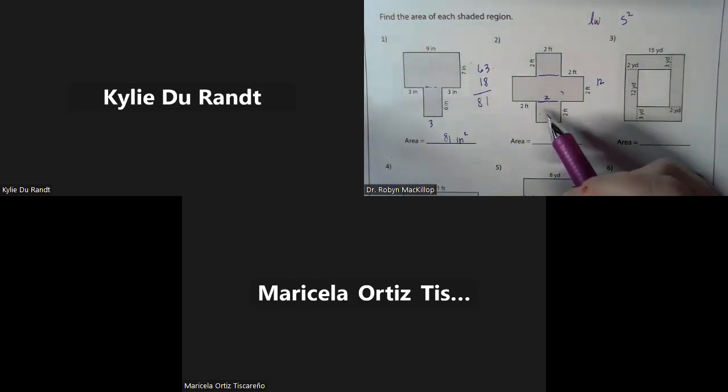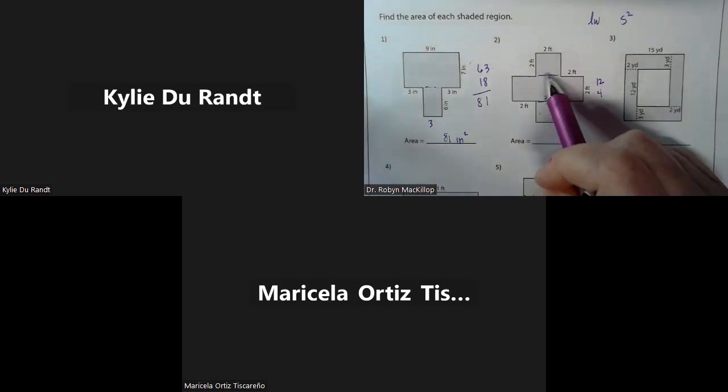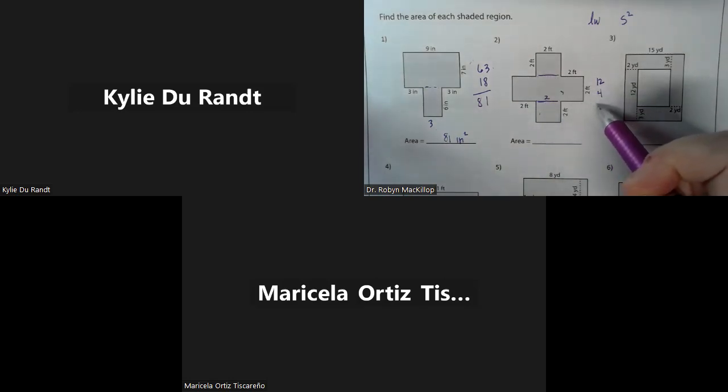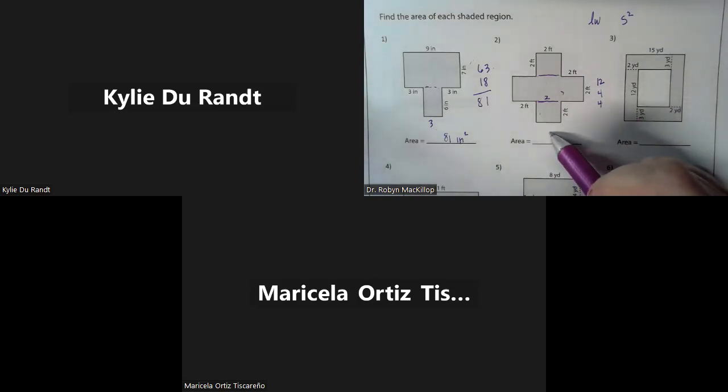Then we have the 2 squares. 2 times 2 is 4. And the other square, don't forget that one, is also 2 times 2 is 4. And then you just add them all together. 12, 16, 20. 20.